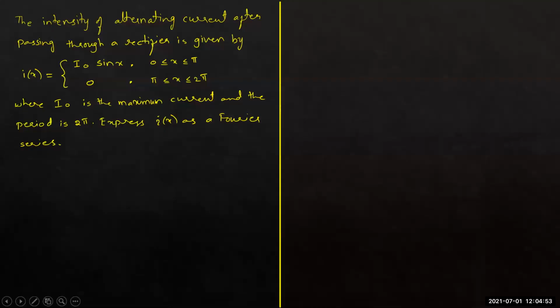Now, look at this question. You are given that the intensity of an alternating current after passing through a rectifier is given by some function. You are given current as a function of x, and you are given I naught as the maximum current, and the period you are given is 2 pi. So the question here is to express that function of current I of x as a Fourier series.